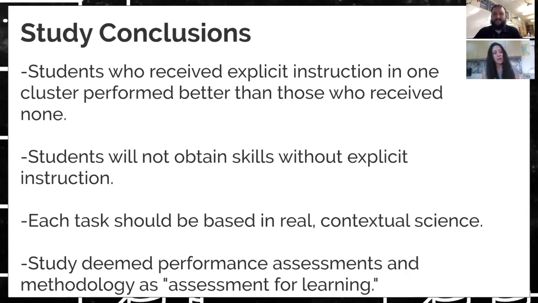And so what the study found was that students who were high performing, if they had explicit instruction in one of these clusters, could perform better than not receiving any instruction, even without any practice. And students who were not high performing, so average to lower performing students, would perform better if they received explicit instruction and practice in one of the clusters.